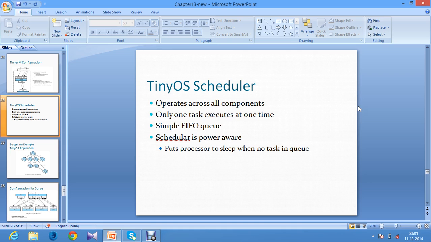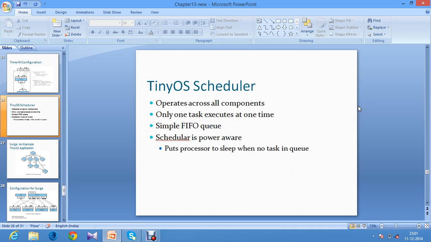The default scheduler in TinyOS is a simple first-in-first-out queue. A task is posted to the scheduler either as a result of an event which triggers the posting, or as a result of a specific request by a running task to the scheduler to post another task.